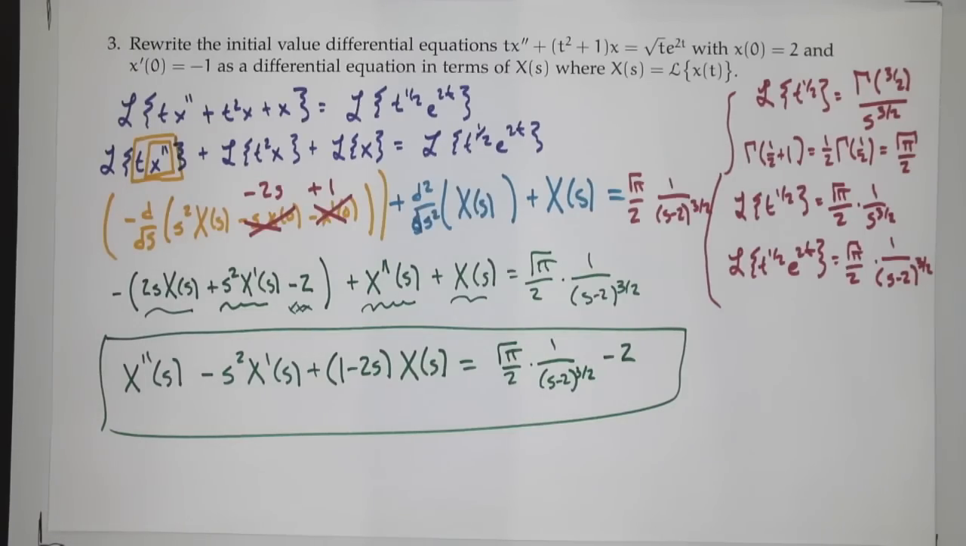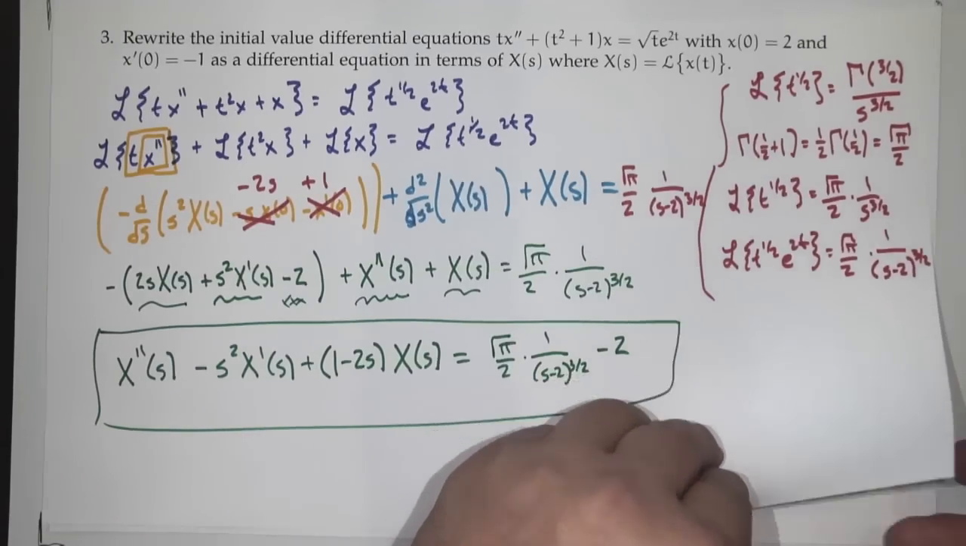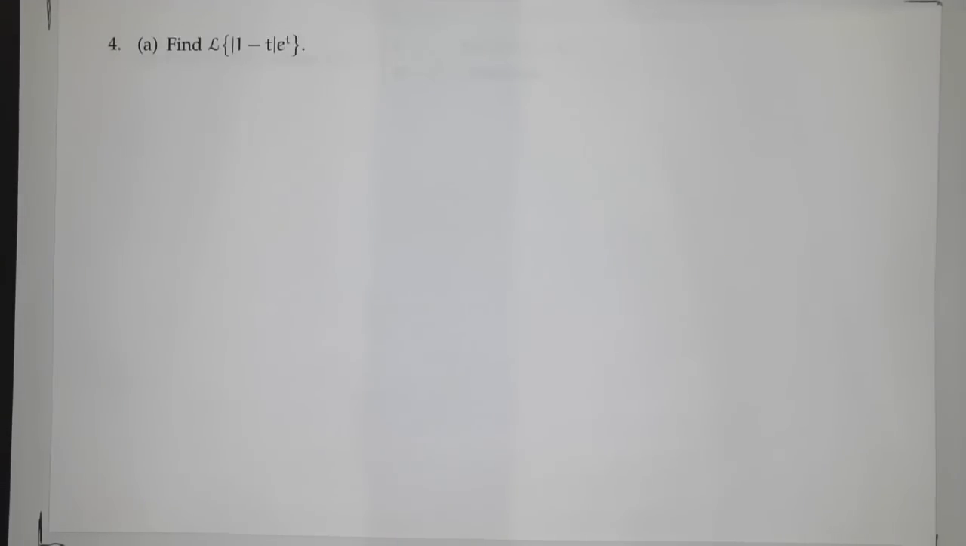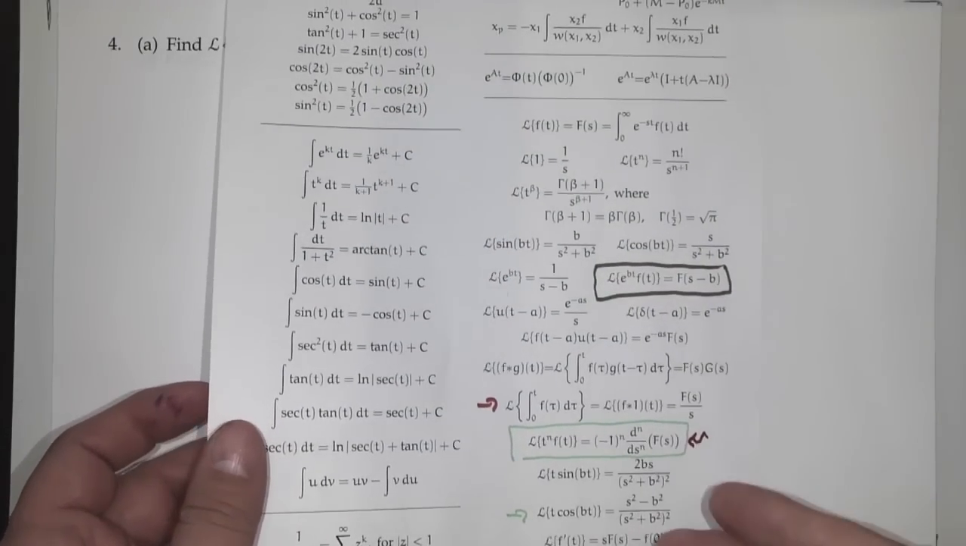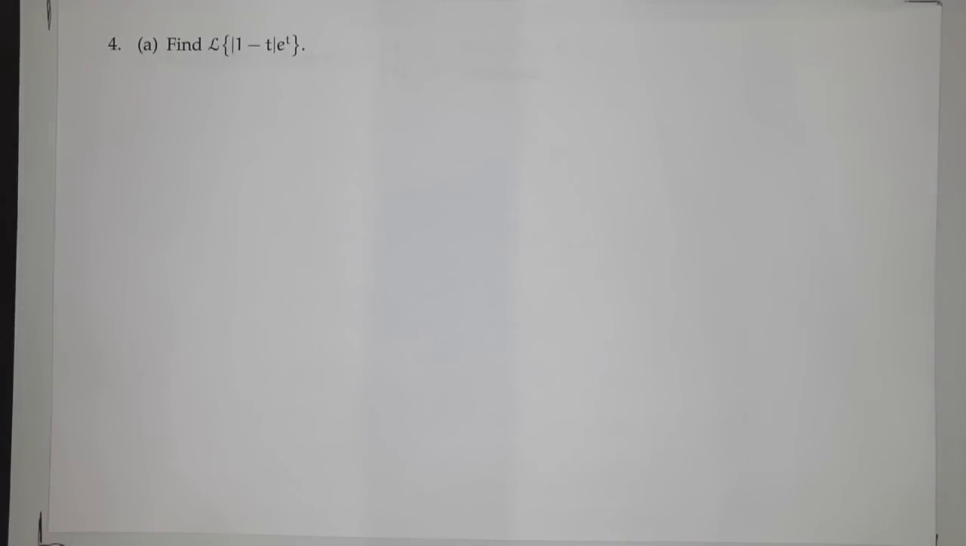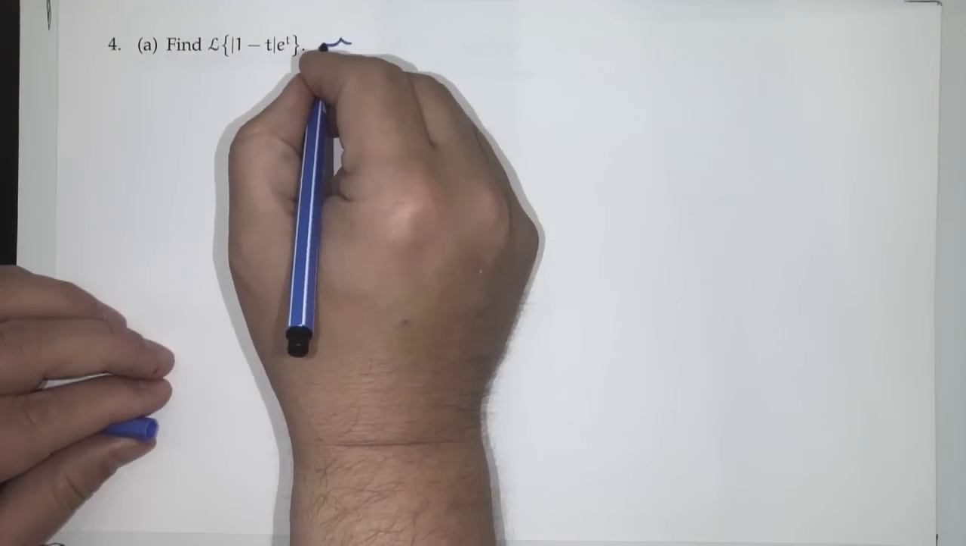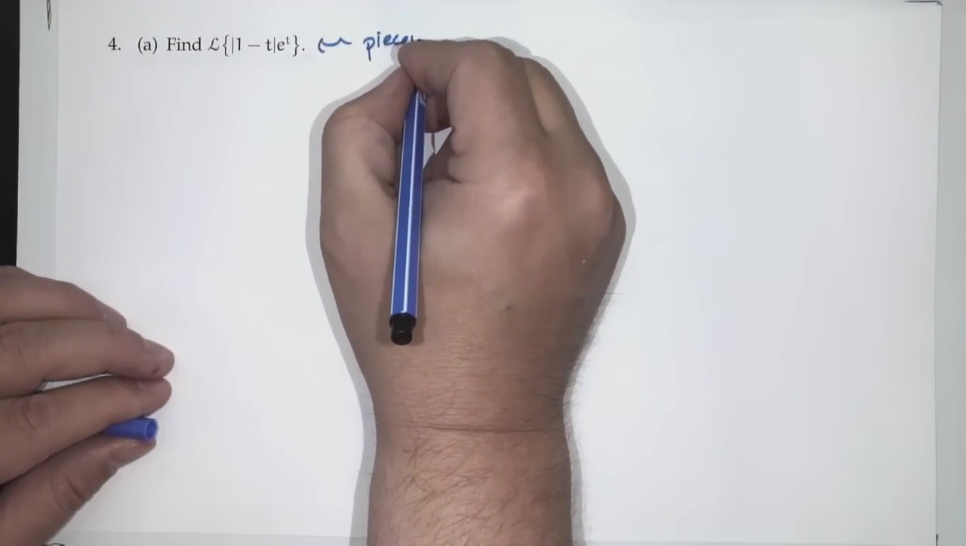No? All right. Well, on to our next one. Number 4. Find the Laplace transform of the absolute value of 1 minus t e to the t. Okay, so looking at this, we say there's nothing here with absolute value. But we say, hold on, how do we think of absolute value? Piecewise. So the key idea here is that this is a piecewise function.